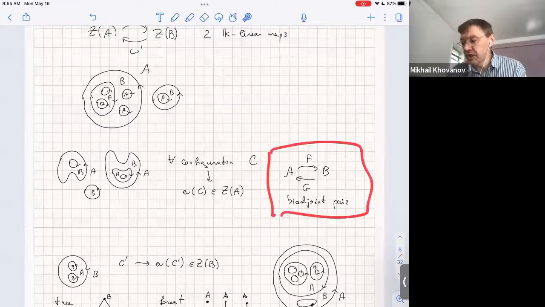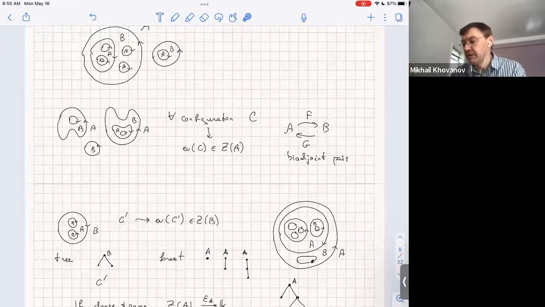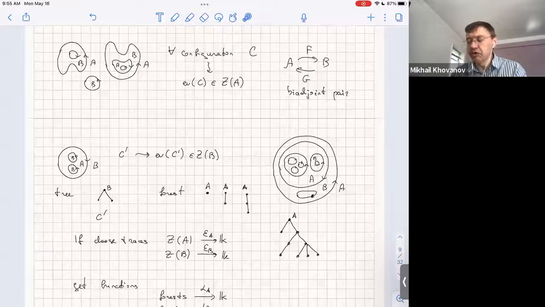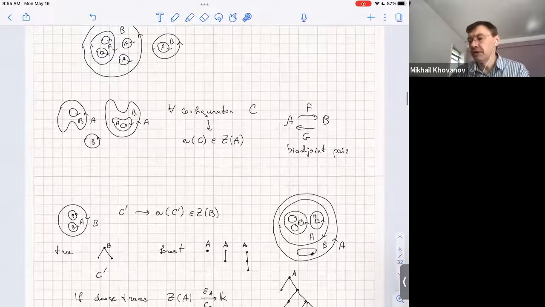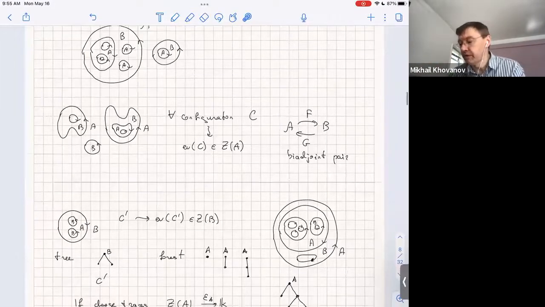And so this biadjoint pair carries lots of data, because it's not multiplicative in any sense. And this is what Robert and I did in our paper. So we just looked at a way to rebuild a biadjoint pair of functors F and G from this data.